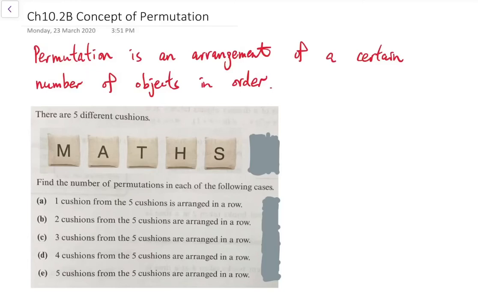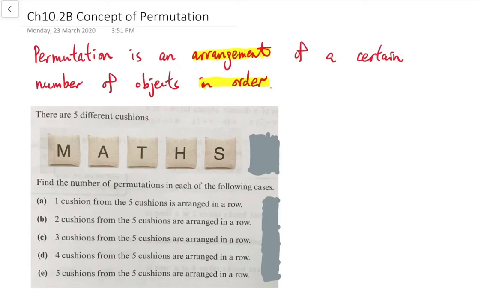Hello students, today we'll talk about the concept of permutation. So permutation, the definition is like this. It's an arrangement of a certain number of objects in order. There are two keywords in this sentence. The first is arrangement, to arrange the objects. And the second, which is very important, is in order. That means the order will make the arrangement different.